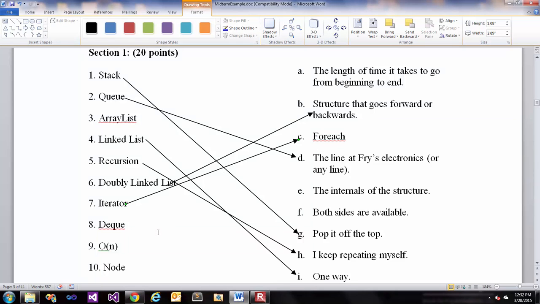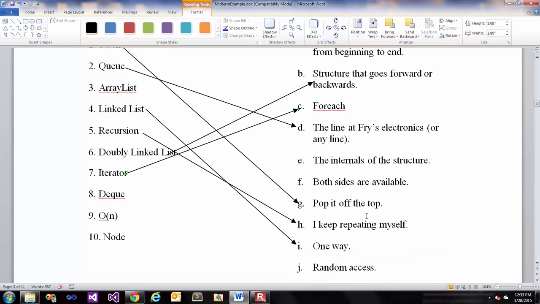A deque, remember, is a double-ended queue. So with that double-ended queue, both sides are available would be the best answer there, because double-ended implies both ends are available.